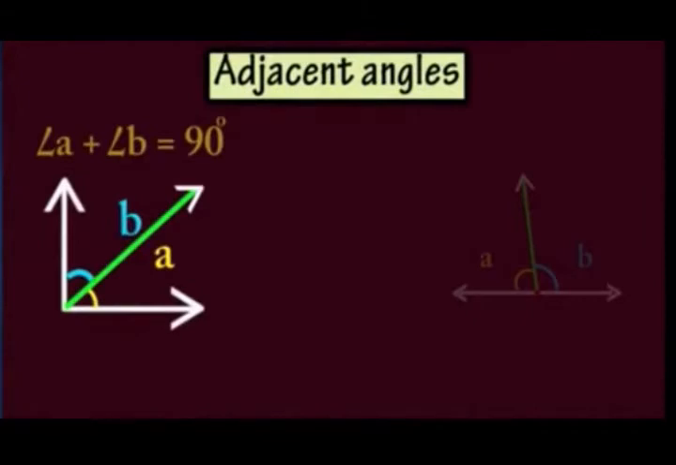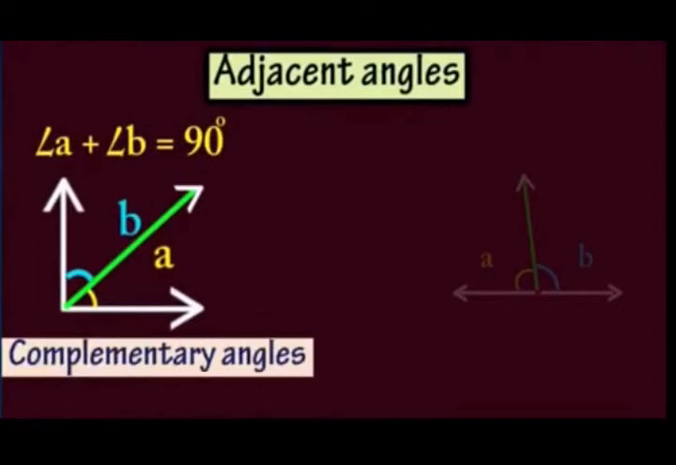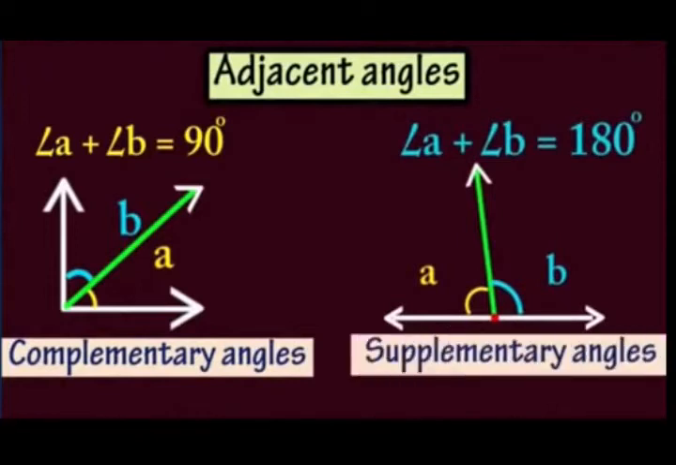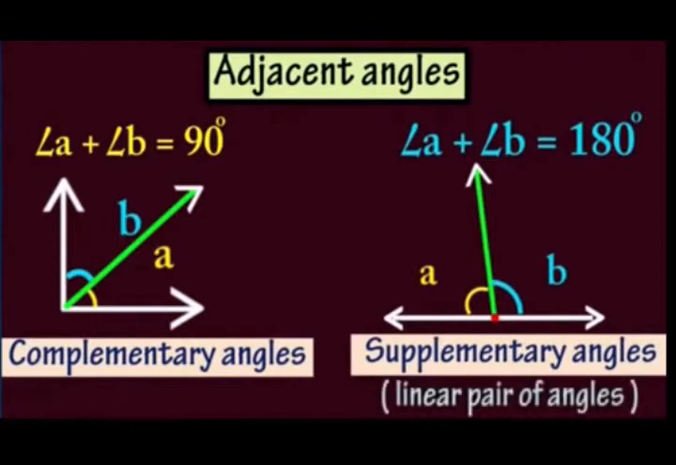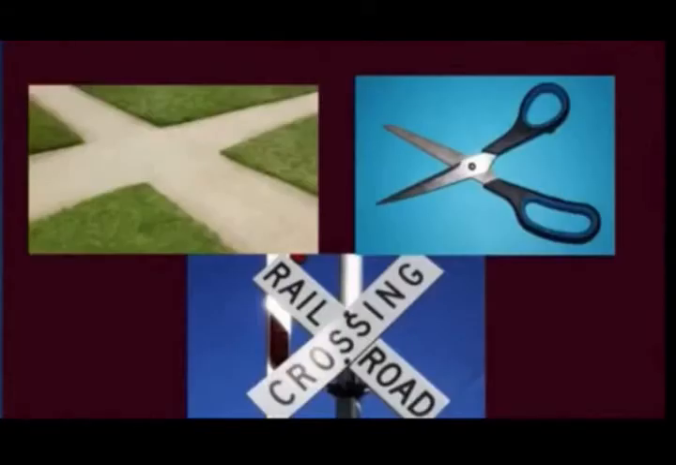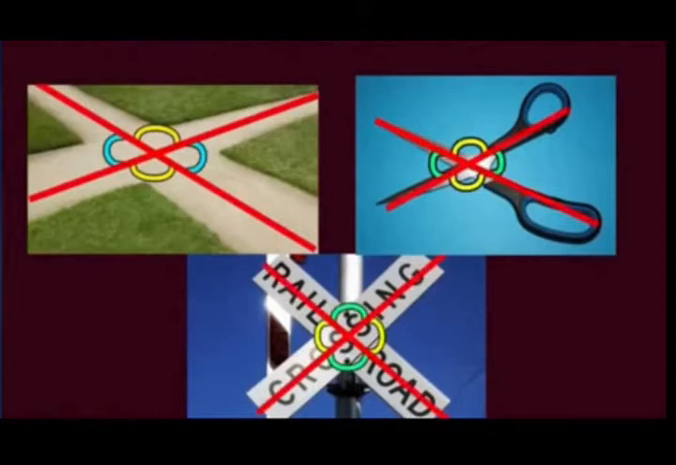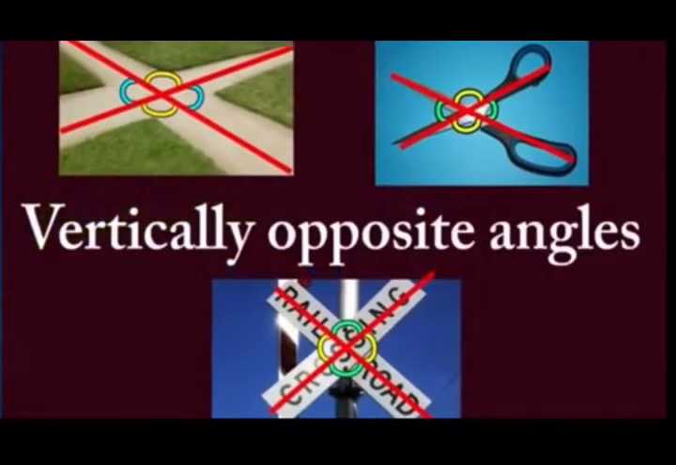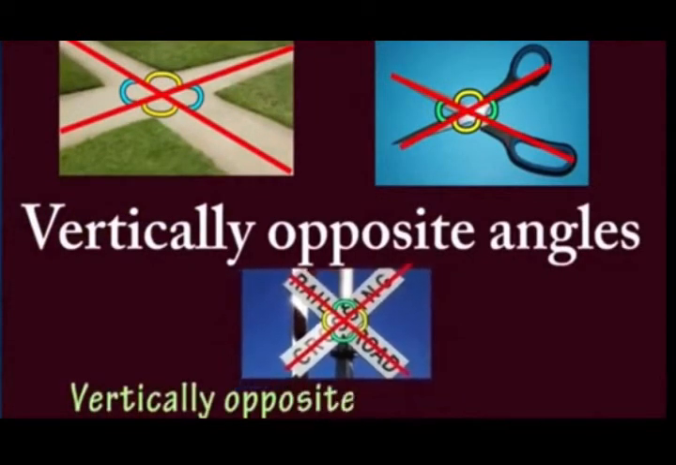When the sum of these two adjacent angles is equal to 90 degrees, they are called complementary angles, and when they sum up to 180 degrees, they are known as supplementary angles, or they also form a linear pair of angles. Now look at these figures. They are forming some lines which are intersecting at a point and forming some angles. And these angles are known as vertically opposite angles. And vertically opposite angles are always equal.